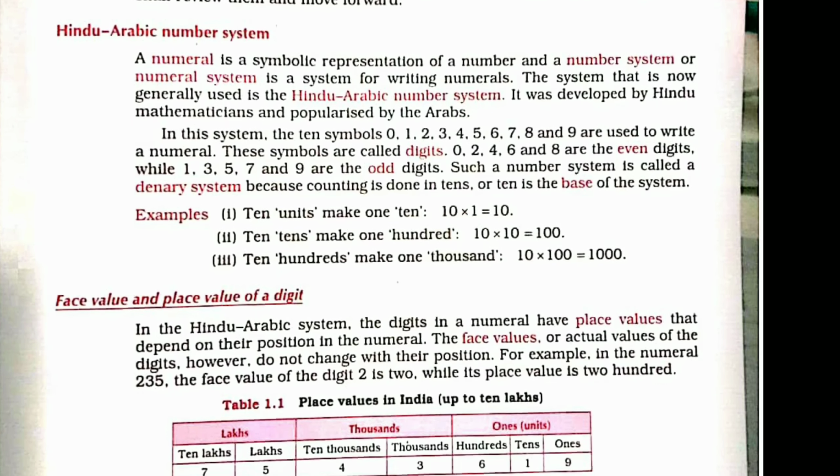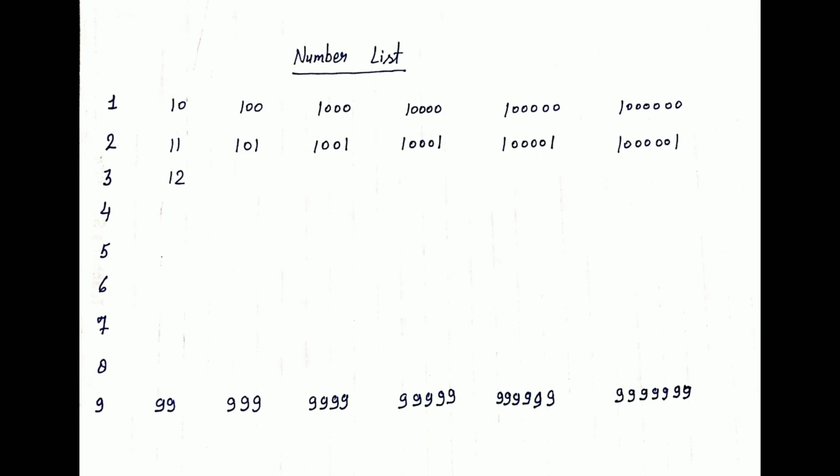Before going ahead, let us first look at the number list which you can see on the screen. Now, where does our number list start? It naturally starts from 1. That's where we start counting numbers. What do you see? Here the numbers start from 1, 2, 3, 4, 5, 6, 7, 8, 9 and then 10 and so on.